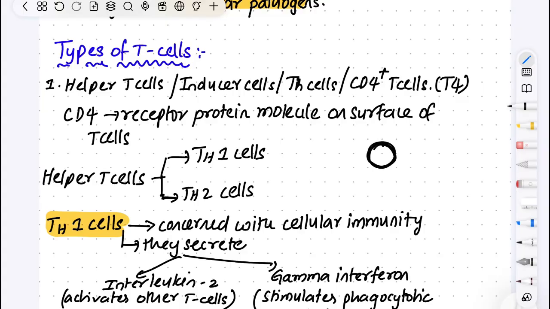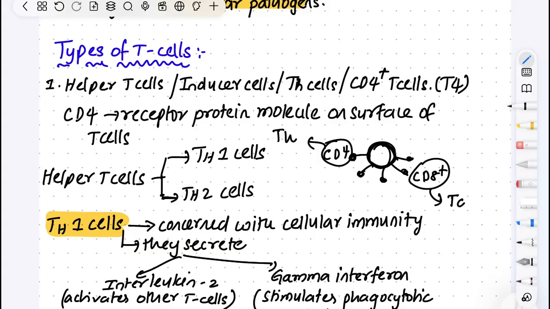See, suppose this is a T lymphocyte. On this T lymphocyte we have a specialized protein present, and this protein is the receptor molecule present on the T cells. So if the receptor molecule is of CD4 type, it will be helper cells. Now if the receptor molecule is of CD8 plus type, it is of the cytotoxic cells.